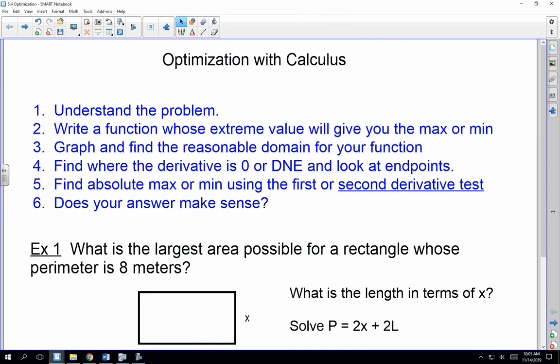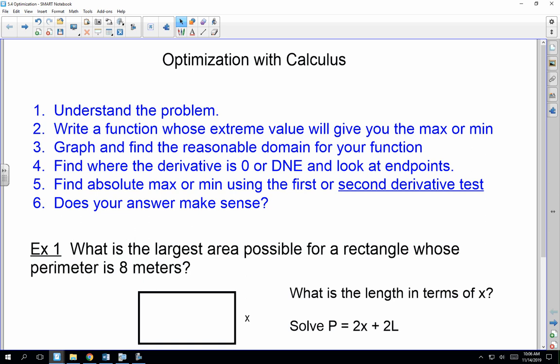So we'll just call this optimization. This is 5.4, just part 1. So these are the 6 steps. Understand the problem, what you're trying to maximize or minimize. Write a function. And like I said, you'll end up having 2 different equations, and you'll substitute one into the other each time on these. So expect to have 2 different equations.